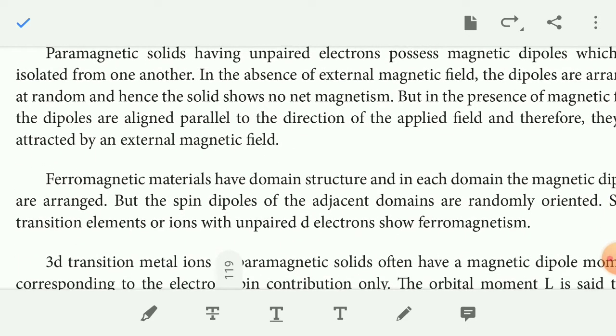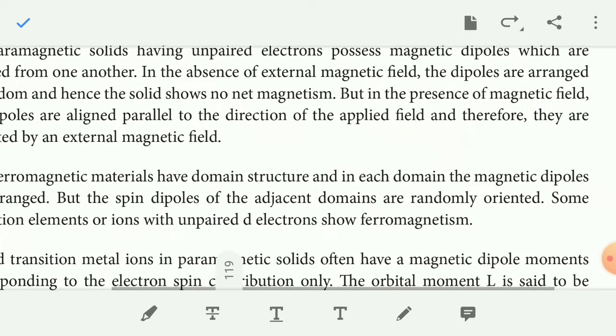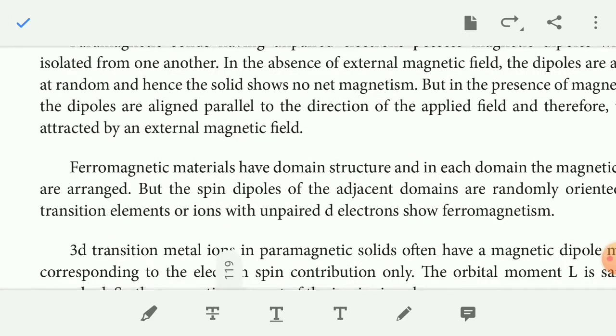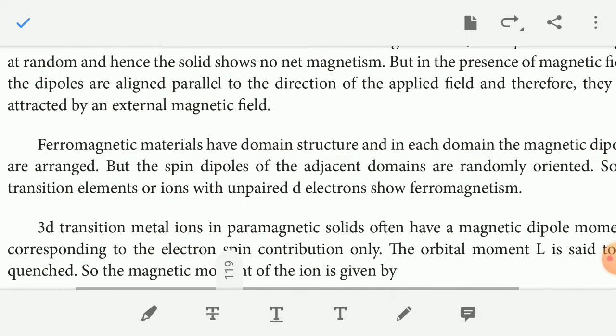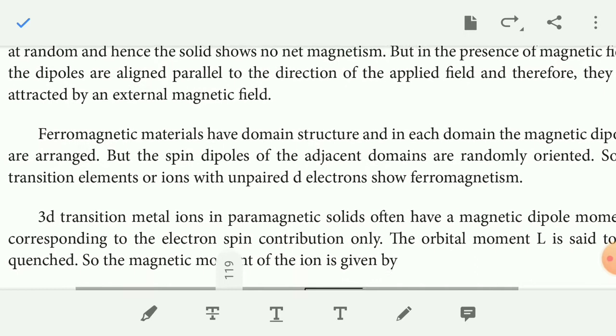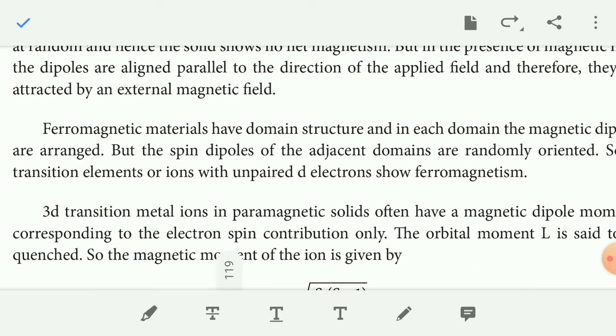The next one, ferromagnetic material. Ferromagnetic material shows permanent magnetic behavior. Examples of ferromagnetism are iron, cobalt, nickel. The magnetic domains are arranged, but the spin dipoles of adjacent domains are randomly oriented. Transition elements with unpaired d electrons show ferromagnetism. Then antiferromagnetism is similar to diamagnetism.